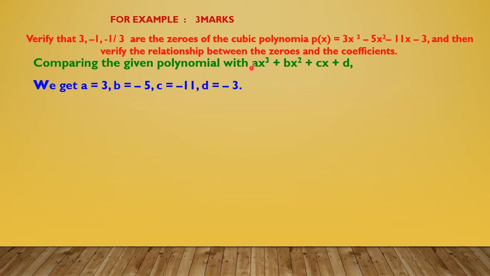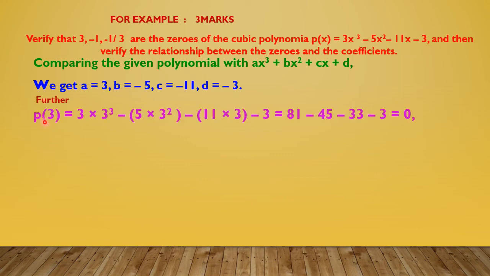Now here you can see that these are the coefficients of x cubed, x squared, x and the constant term. Here they are, a, b, c, d. These are the coefficients, and we are comparing these coefficients with our example. So you see a is equal to 3, b is equal to minus 5, c is equal to minus 11 and d is equal to minus 3.